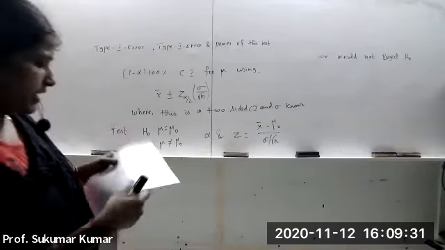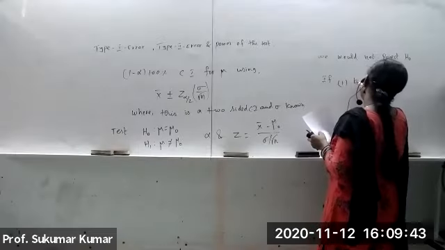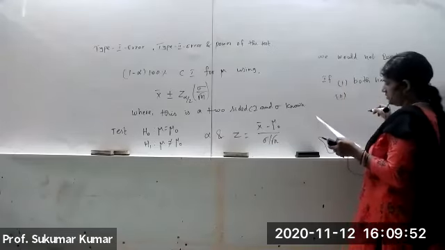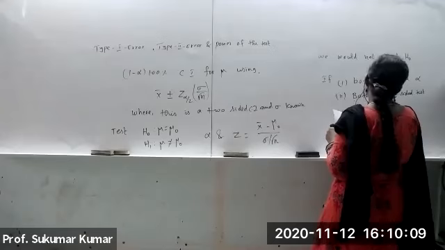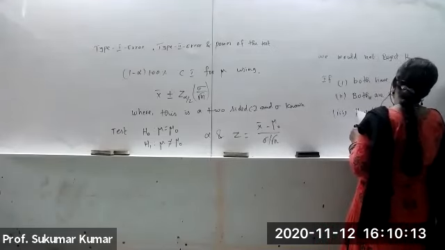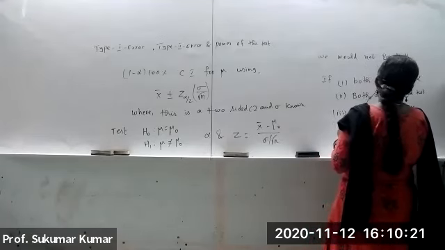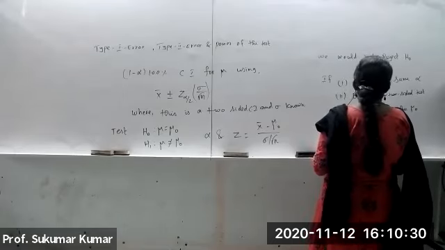That is, if both have the same alpha, both are two-sided tests, and the hypothesized value mu naught falls in the confidence interval, then we would not reject H naught.